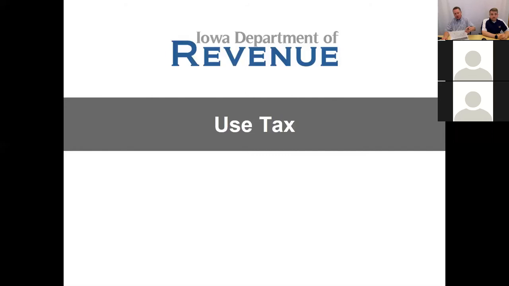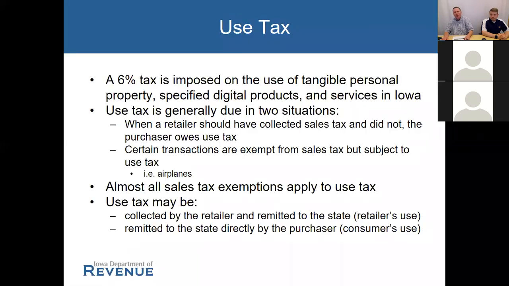Okay, when we're switching gears here to use tax, when it comes to paying use tax, there is a 6% tax that's imposed on the use of tangible personal property, specified digital products, and services in Iowa, okay? Use tax can generally be due in two different situations. The first one is when a retailer should have collected sales tax, but they didn't for some reason. The purchaser is now going to owe the use tax, okay? So again, for whatever reason, the retailer did not collect the tax, it's going to fall on the purchaser to do that.